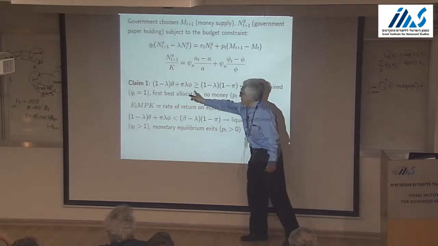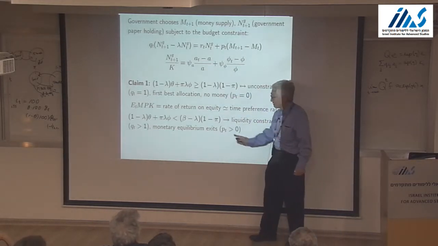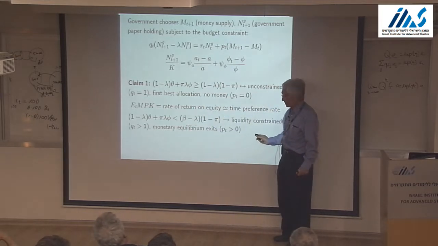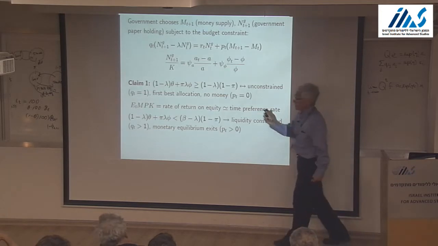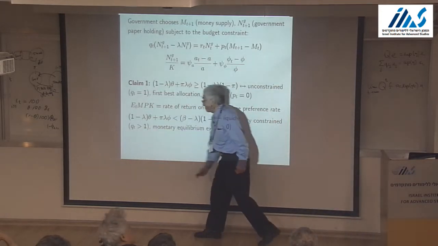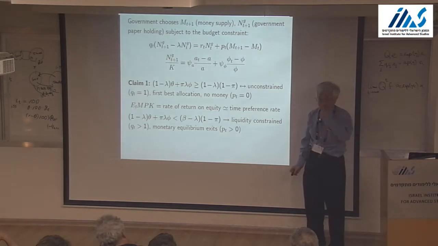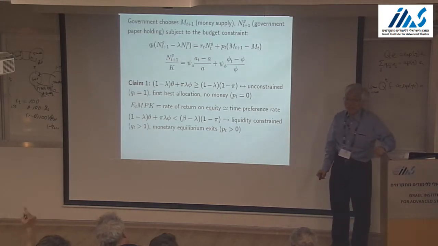If it's the other way around, the liquidity constraint is binding, but moreover, if it's tight enough, money can circulate. So in that economy, Tobin's Q is bigger than 1, and money's value is positive. So this is what we call the monetary economy.